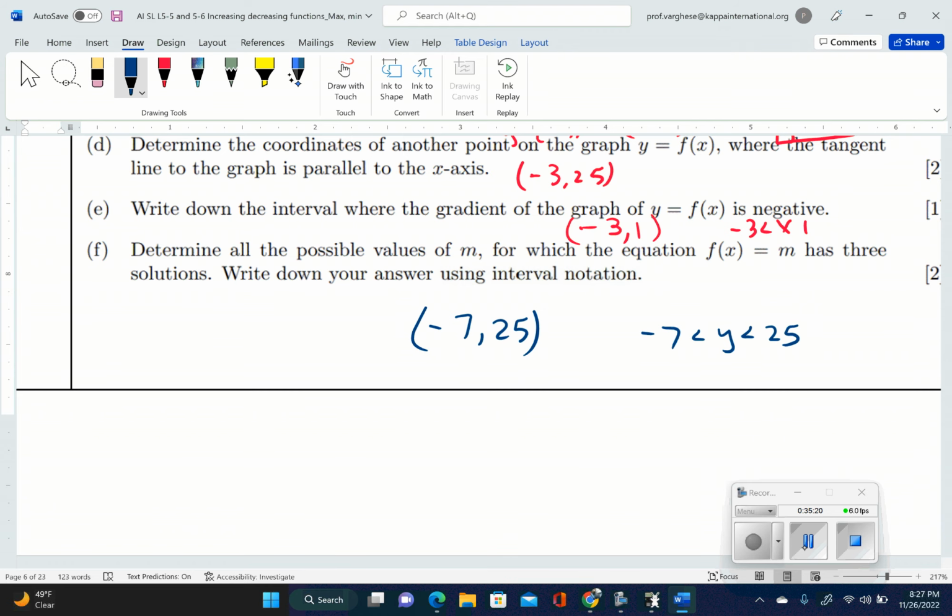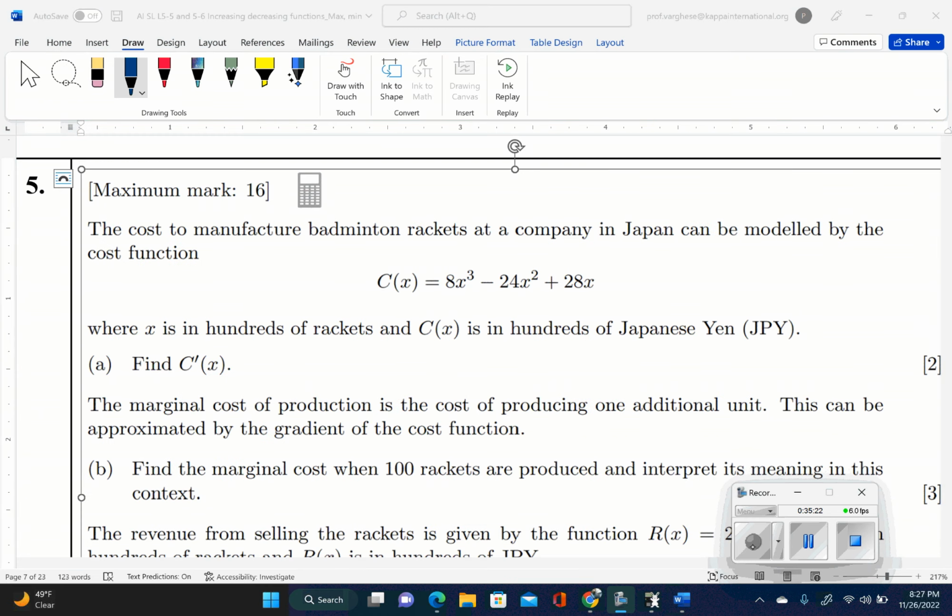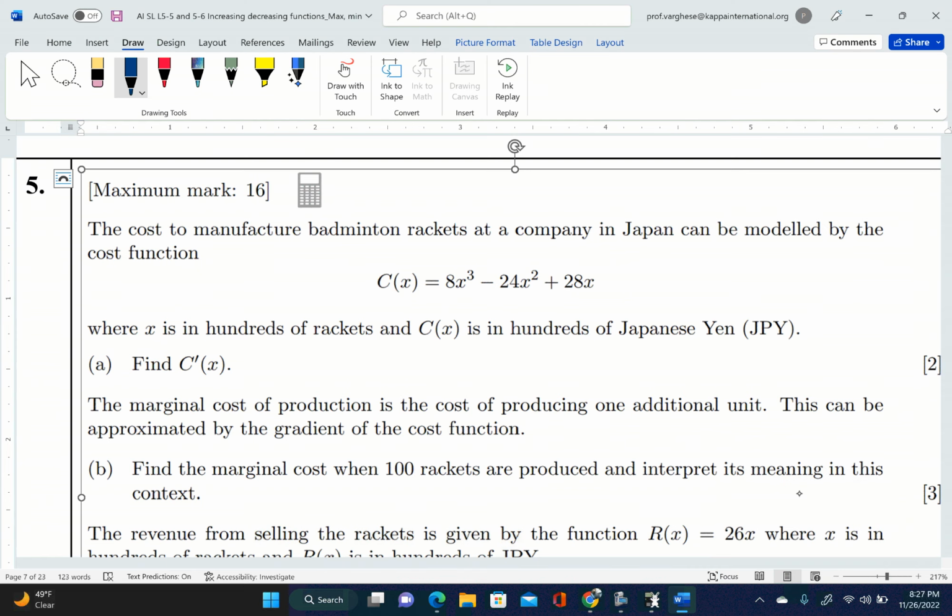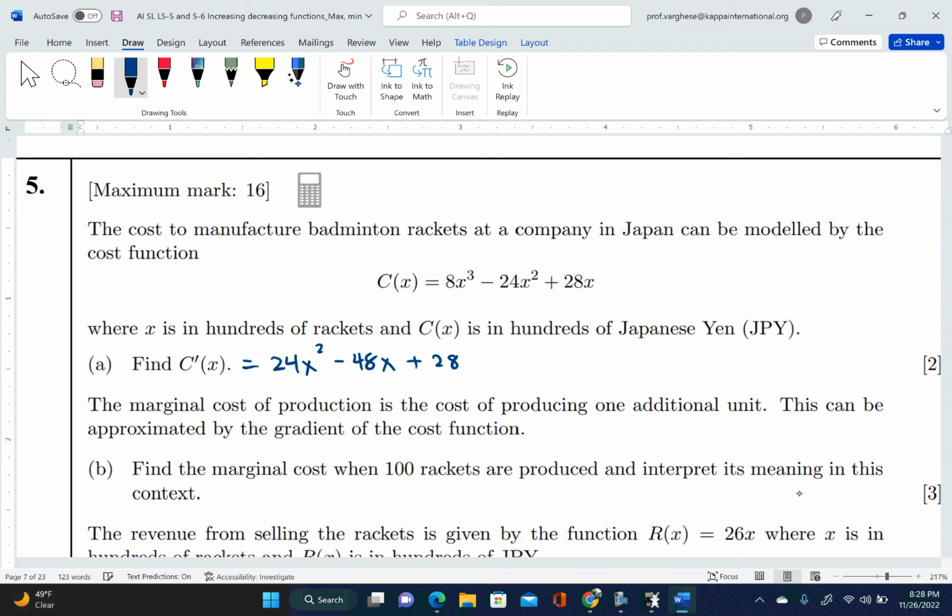Last question. That was definitely wishful thinking, but second to last question, penultimate question. I'm going to find the derivative of this function. 3 times 8 is 24, x, 3 minus 1 is 2. Minus 2 times 24 is 48, x, 2 minus 1 is 1. Plus, this is going to be 28. So there is my derivative.